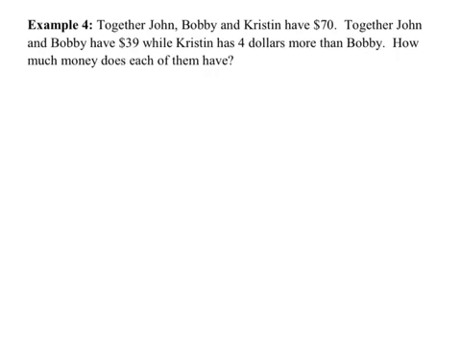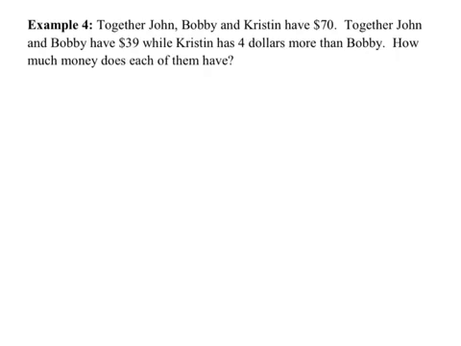Together, John, Bobby, and Kristen have $70. Together, John and Bobby have $39, while Kristen has $4 more than Bobby. How much does each of them have? Okay? Interesting problem. And you'll see in a moment why it's really intriguing. You'll notice something about the variables here.